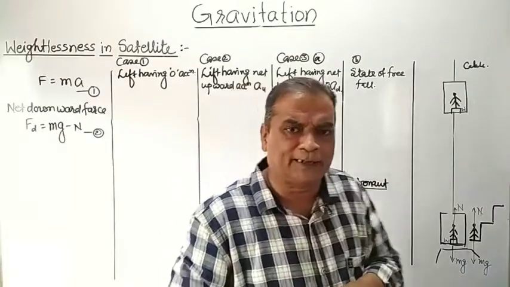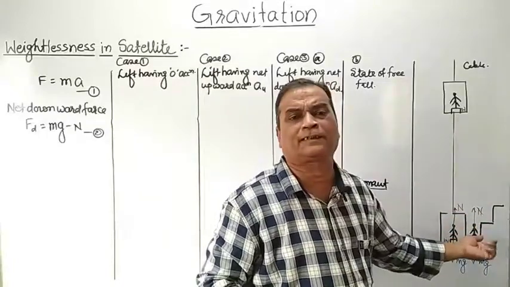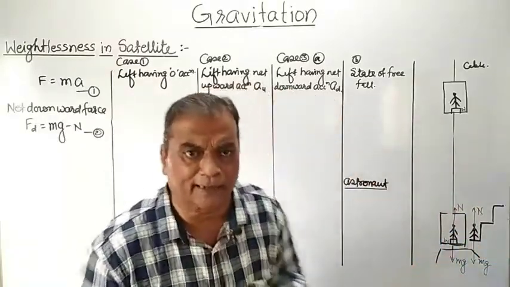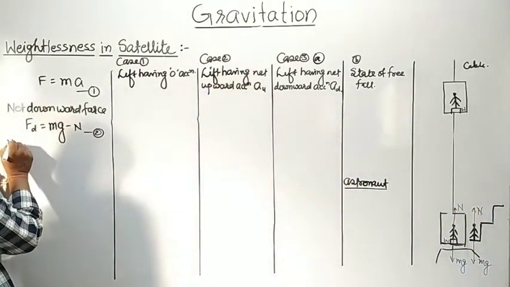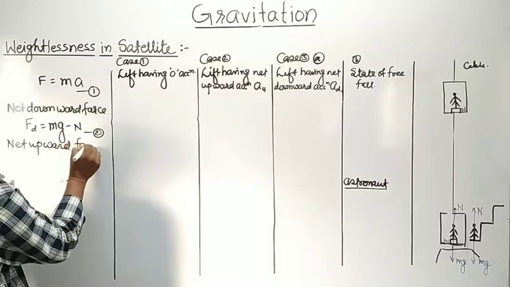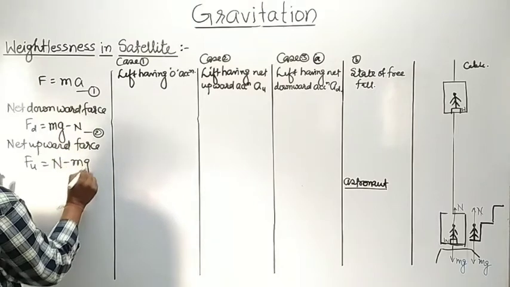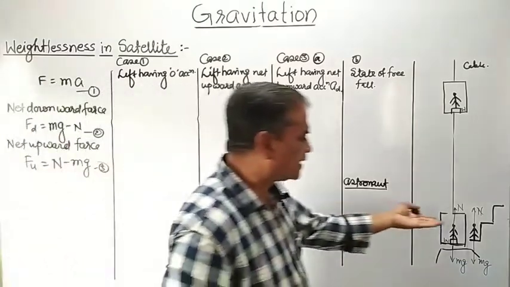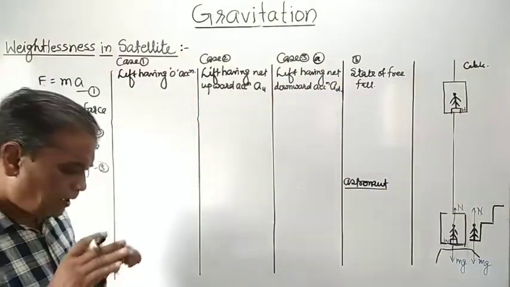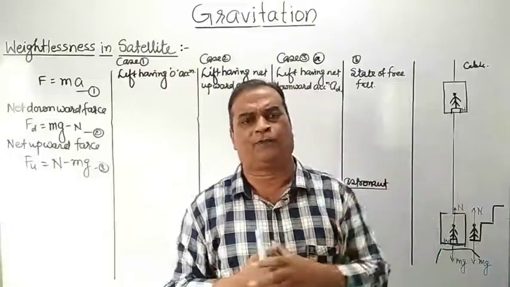The second possibility: if the passenger undergoes acceleration in the upward direction, or the net force acting on the passenger is in the upward direction, this normal reaction must be greater than its weight. So the net upward force acting on the passenger, F suffix u, is equal to N minus mg, because the upward force is greater, means the normal reaction N is greater than its weight mg.